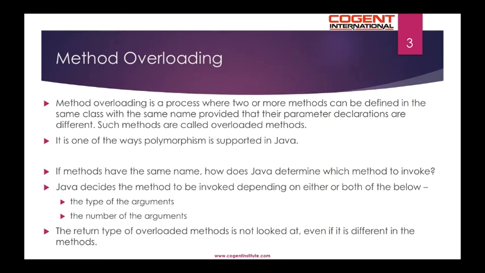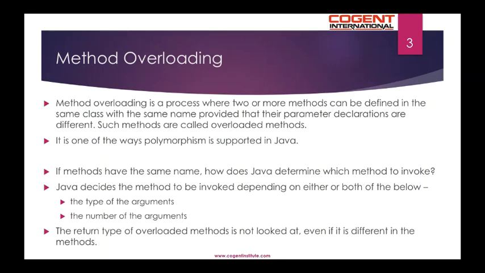Method overloading is a process where two or more methods can be defined in the same class with the same name, provided that their parameter declarations are different. Such methods are called overloaded methods. It is one of the ways polymorphism is supported in Java. Now there's an obvious question.